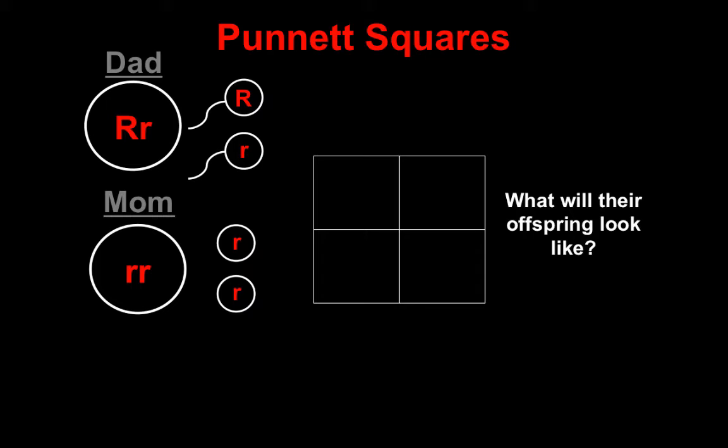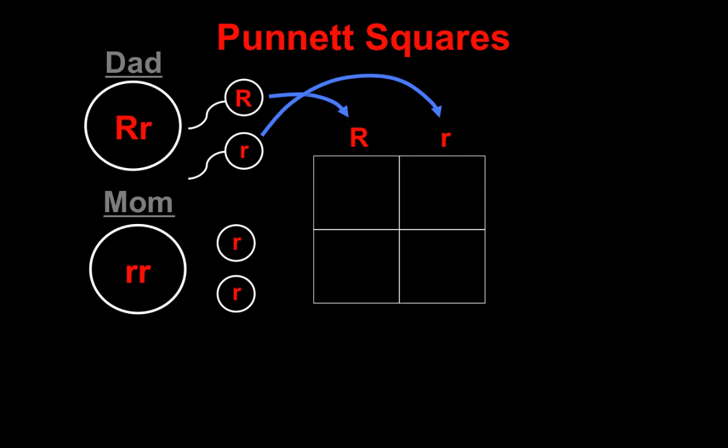We set this up by putting one parent on the top. It doesn't matter which parent is which. Convention-wise, we always put the big letter first. So if it's heterozygous, you put the big R first and then the little r. And then for the mom, we're going to put her on the side. It doesn't matter which parent goes where, but one of them goes on the top and one of them goes on the side.